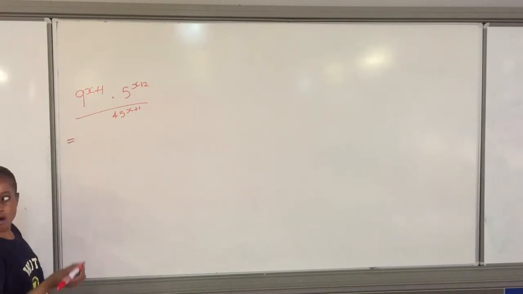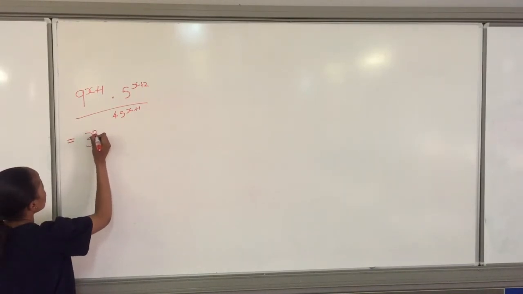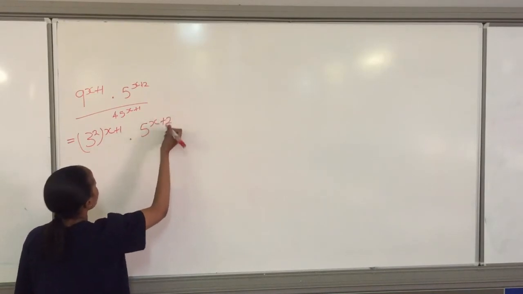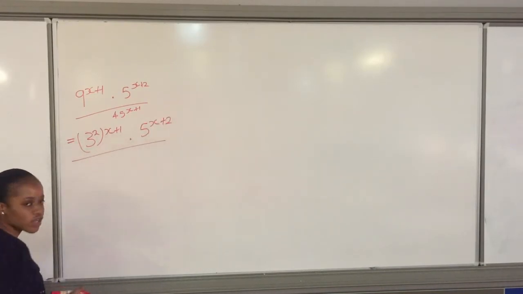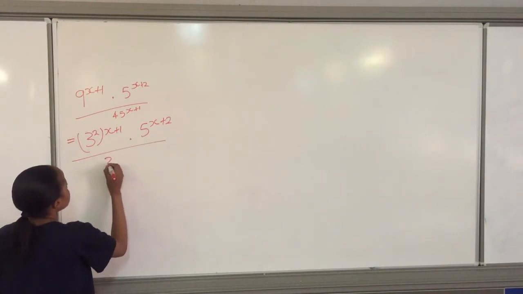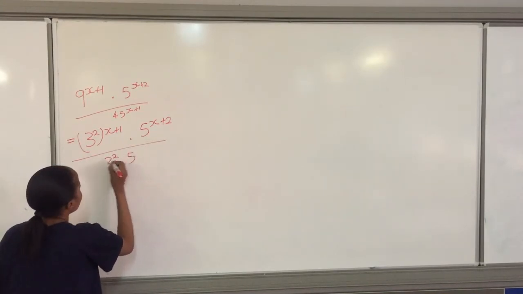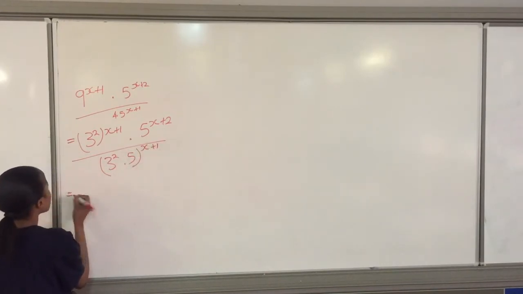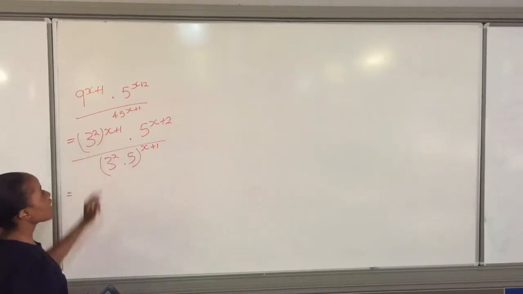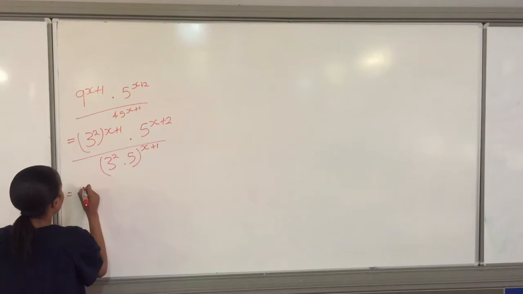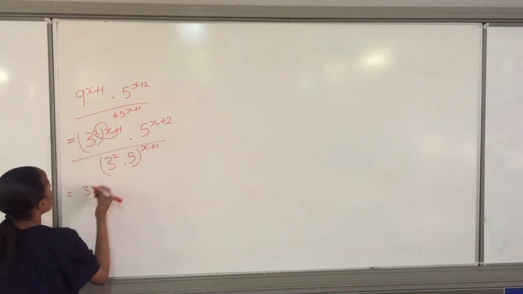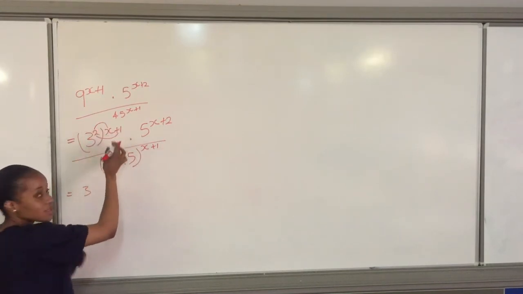The smallest prime number of 9 is 3 squared, and we're having that as x plus 1 multiplied by 5 to the power x plus 2. We can't change 5, right? So we move to 45, which is giving us 3 squared multiplied by 5, all to the power x plus 1. So what you do here is that you're gonna multiply the exponents. So we're having 3, 2 times x and 2 times 1.